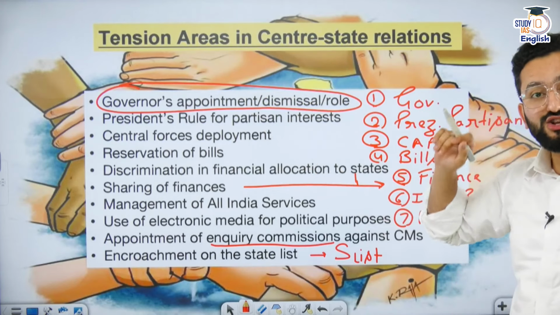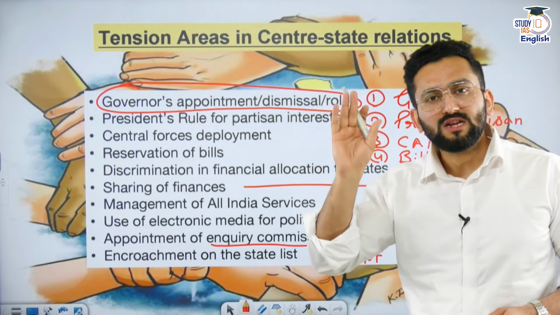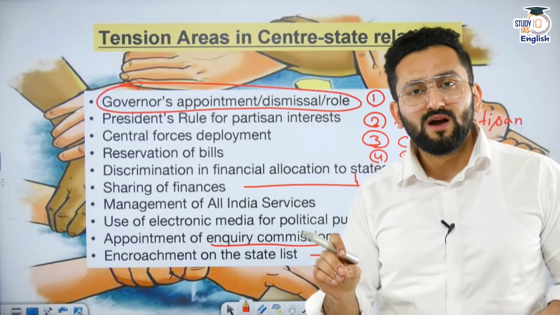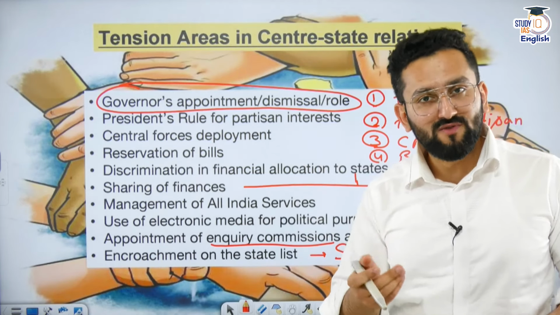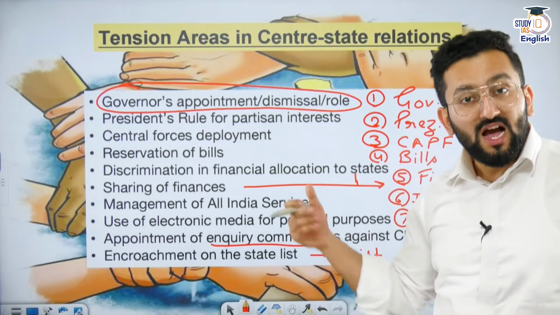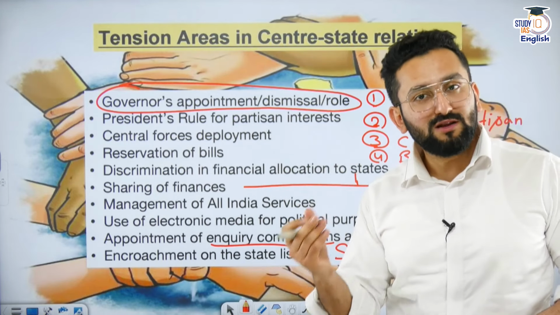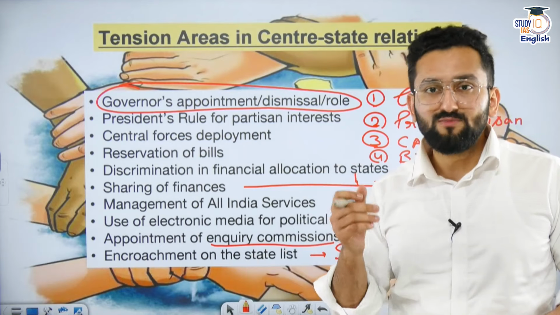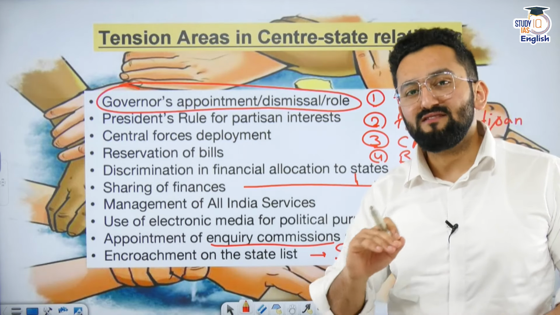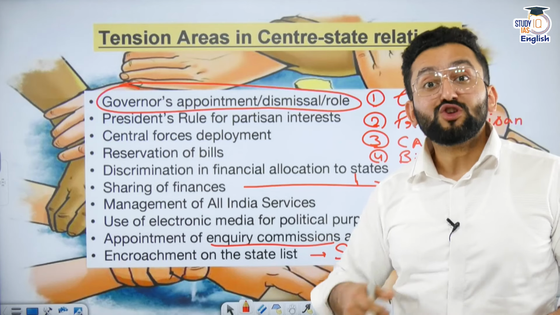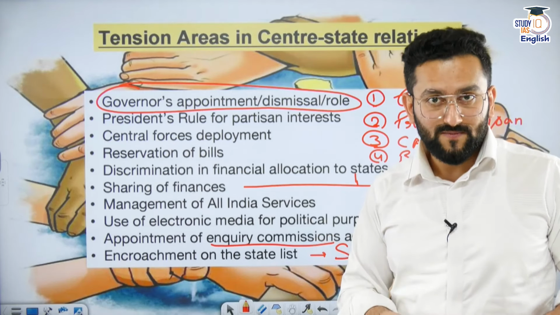Now, what were the tension areas? Number 1, governor's appointment. You know that the governor is appointed by the Honorable President on the advice of the Council of Ministers. And this governor works at the pleasure of the President. It means he can be removed or transferred at any point of time without giving any reason. And that is why it is said that this governor works for the central government.